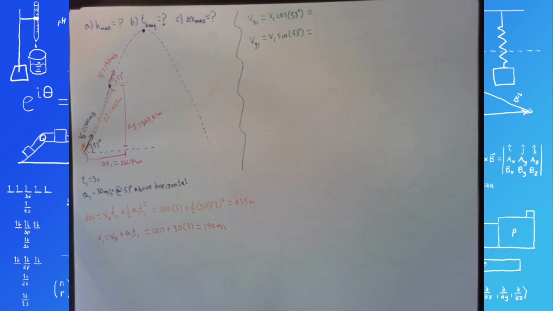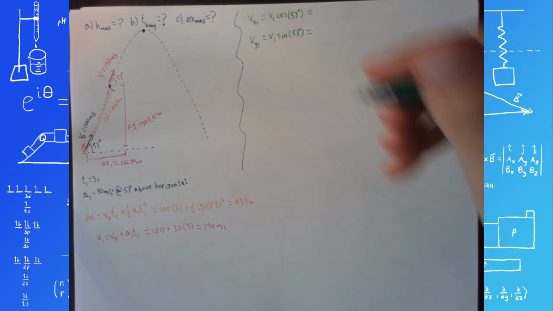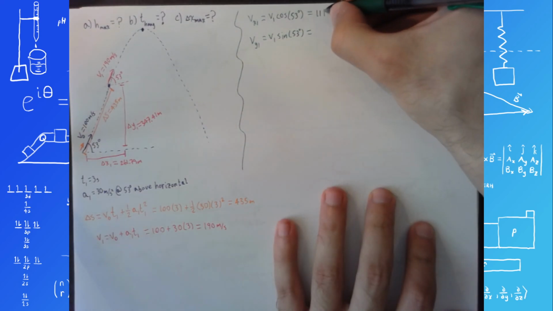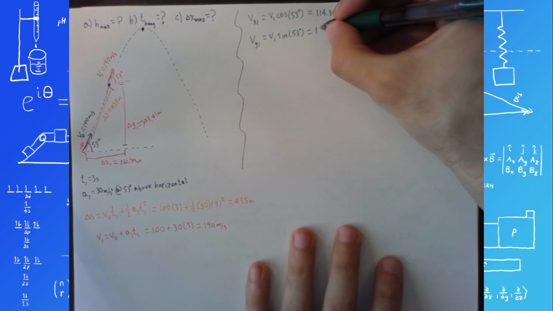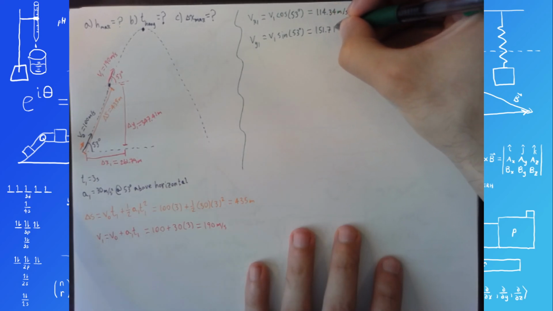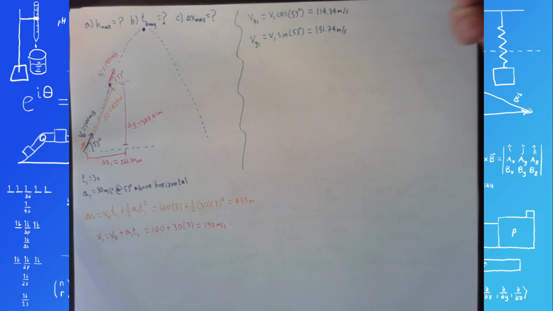So Vx1 is going to be 190 times cosine of 53 degrees, 114.34 meters per second. And then for Vy1, 190 times sine of 53 gives me 151.74 meters per second.